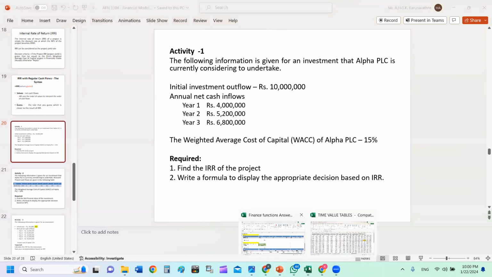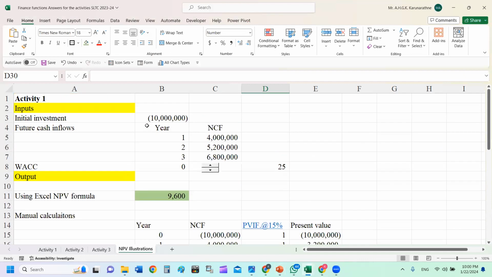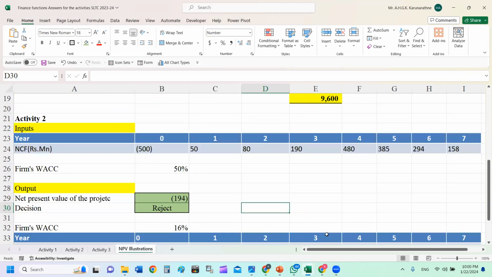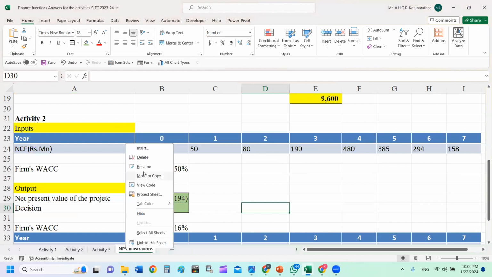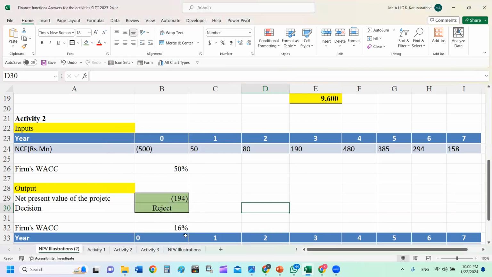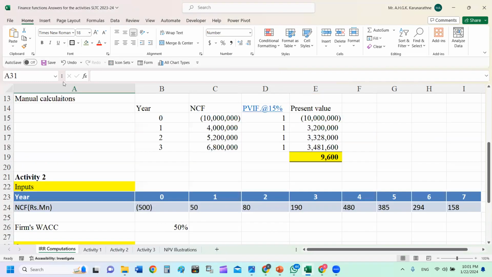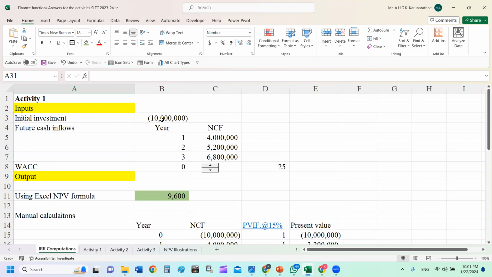Go back to our Excel sheet. This is NPV. I'll copy the same sheet, make a copy, and rename it IRR computation. This time IRR. Same inputs: initial outflow, future cash flows, like this.